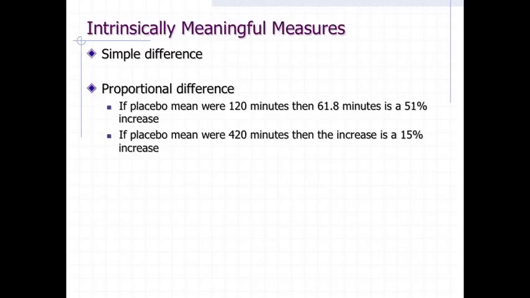When the dependent variable is measured on a ratio scale, then it is often informative to consider the proportional difference between means in addition to the absolute difference. For example, if in the Holbrook et al. study, the mean total sleep time for the placebo group was 120 minutes, then the 61.8-minute increase would represent a 51% increase in sleep time. On the other hand, if the mean sleep time for the placebo were 420 minutes, then the 61.8-minute increase would represent a 15% increase in sleep time.